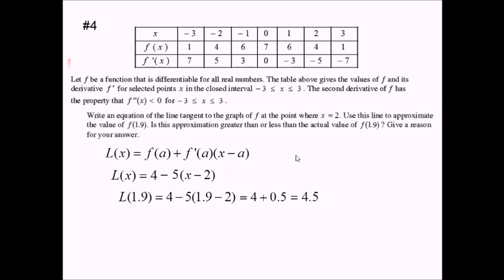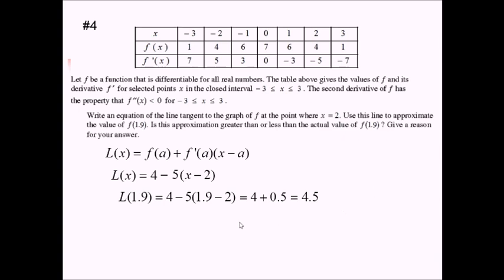Now, there is a little bit more to this problem. They're asking if this approximation is greater than or less than the actual value of f of 1.9. And the only way to figure this out, since we don't actually know what the f function does at 1.9, is to use this information about f double prime being less than 0. So in general, if f double prime is less than 0, then you've got a concave down, frowny face kind of looking function. That means that any tangent line that launches off of there is going to overshoot the true value of whatever you're looking for.